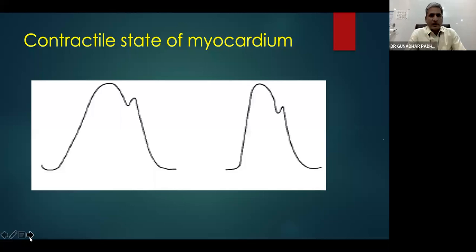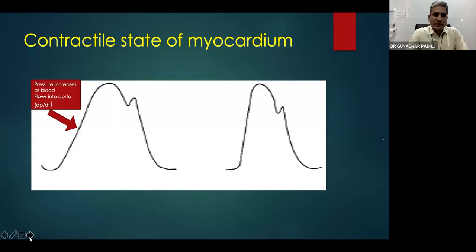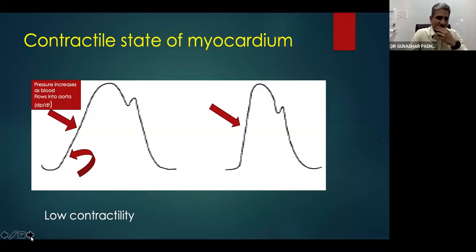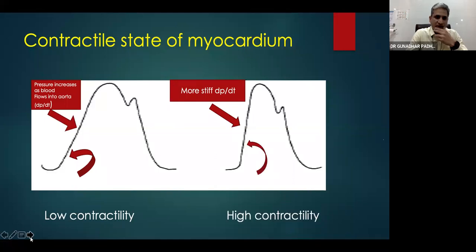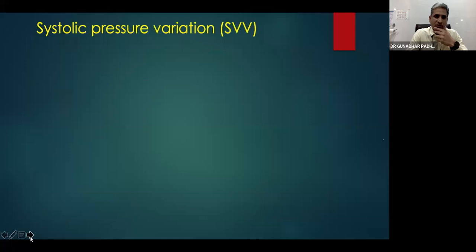So it also gives an idea regarding the contractile state of the myocardium. You can see here, the pressure increases as the blood flows into the aorta, and this is called the dP by dt. If the dP by dt rise is gradual, this probably indicates a low contractile myocardium. Compared to that, where the dP by dt is sudden and you can see a sudden, measurable slope, this is probably a stiffer dP by dt, which indicates a high contractile myocardium. So one has to understand the difference between both.